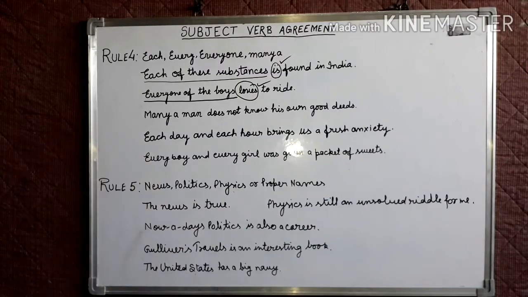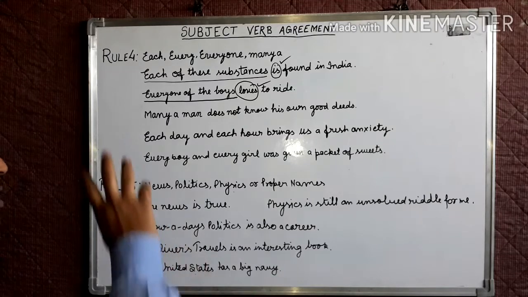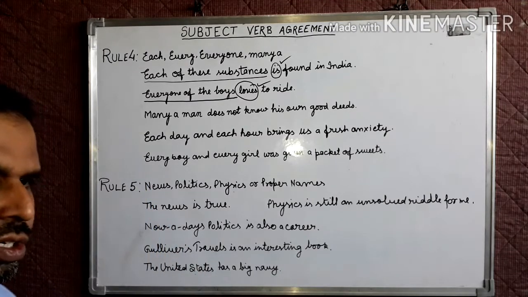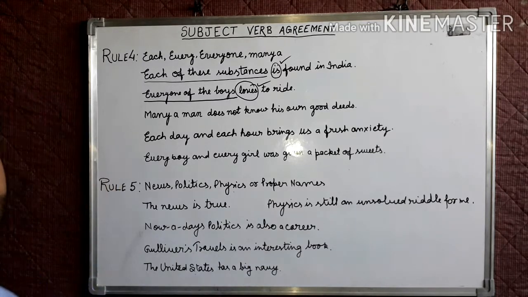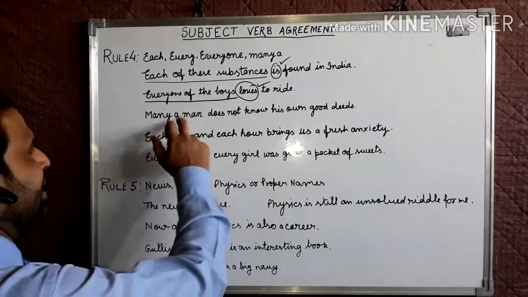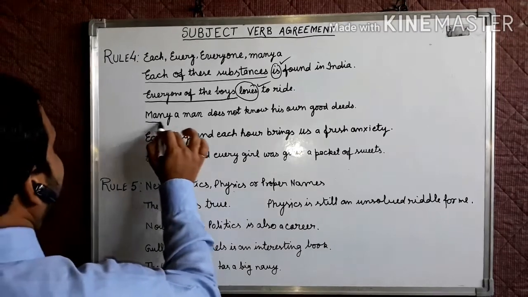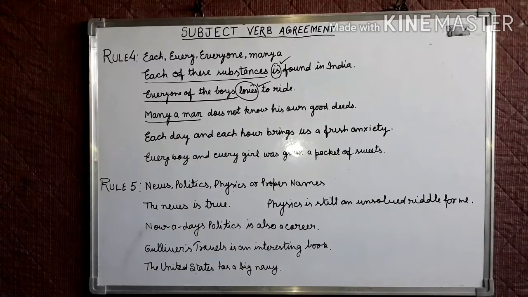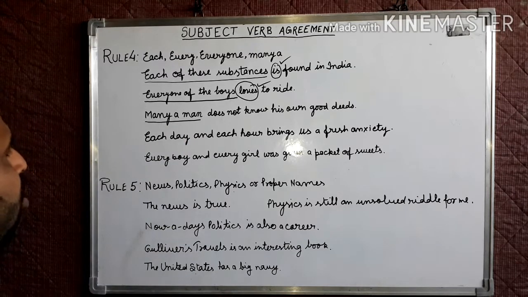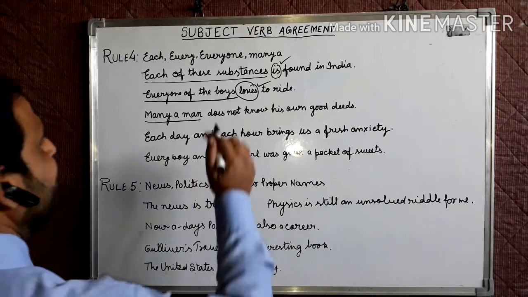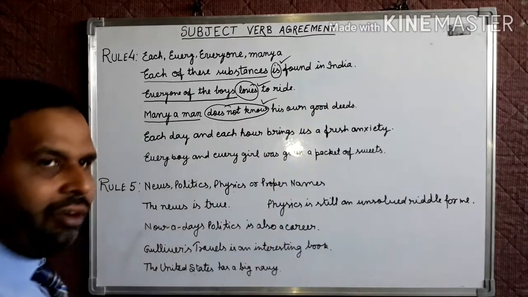Then the next sentence is: many a man does not know his own good deeds. Many and many a. When we use many, only many without a, then it is considered plural, but when we use many a, then it is considered singular. So our subject is many a man. That's why the subject is in singular number, so the verb that follows it also will be in singular number. Does not know. So the verb is right here.